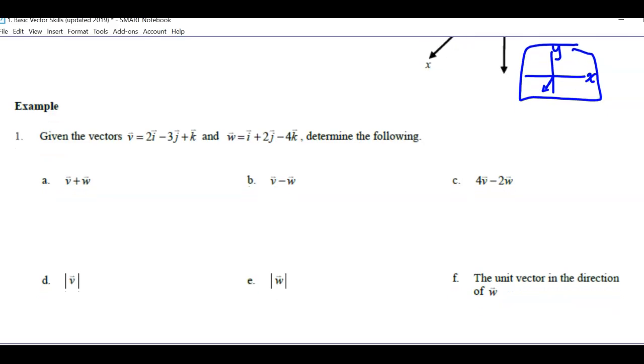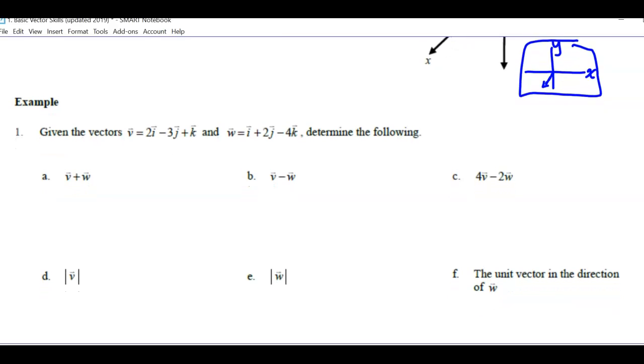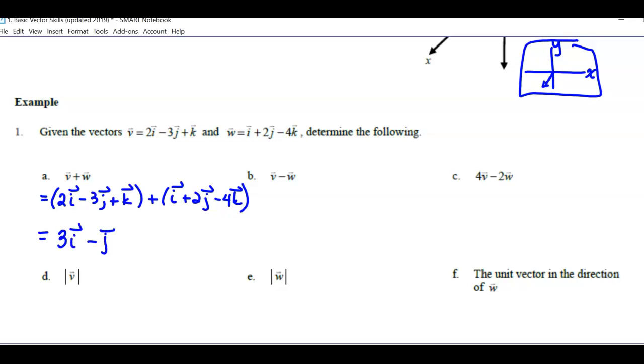So, given those vectors, determine the following. Basically, we want to simplify these. We're just going to keep them in their standard basis vectors, i, j, and k. So this is really about algebraic skills. If we're going to add these, we have 2i minus 3j plus k plus i plus 2j minus 4k. And you're adding, so it's just like terms: 3i minus j minus 3k.